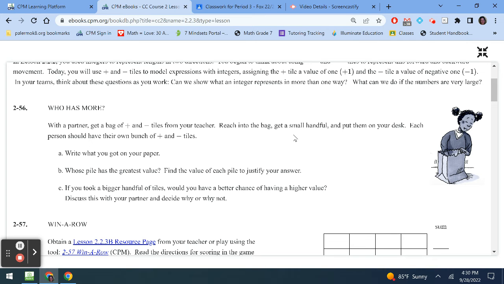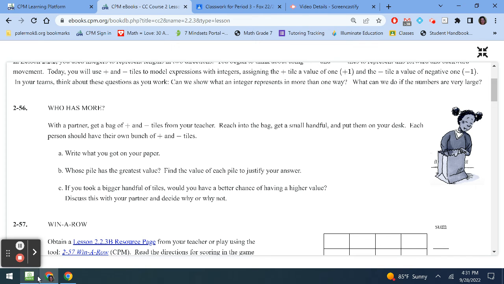Reach into the bag, get a small handful. I'm going to warn you, small handful. You have to draw them, just a little bit, and you're going to put them on your desk. Each person should have their own set of integer tiles. The first thing after you get your integer tiles, you're going to draw them on your paper. Then, as a team, you're going to determine whose pile has the greatest value. Lastly, we're going to answer this question right here where we find the value.